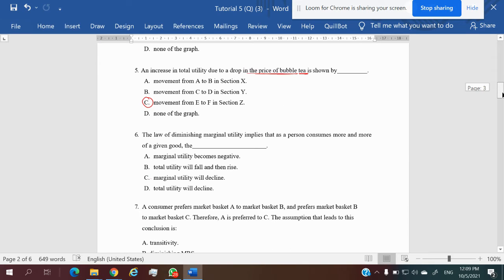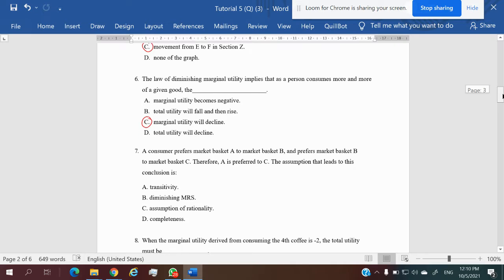Okay, class. For number 6, the law of diminishing marginal utility implies that as a person consumes more and more of a given good, what will happen? As shown by the video that I shared with you, when a consumer drinks more coffee or more espresso, their marginal utility will decline. So the answer is C.